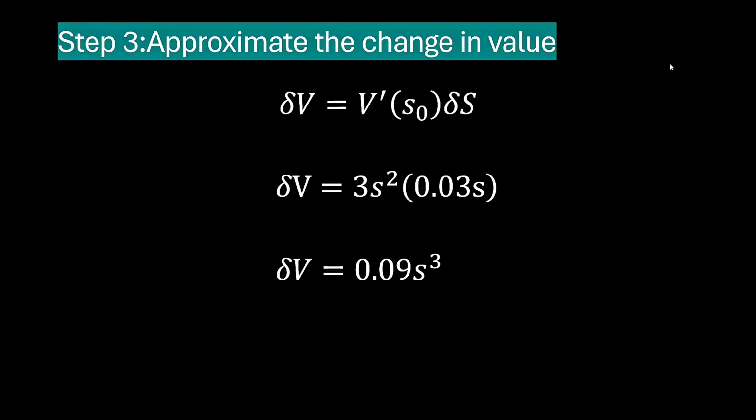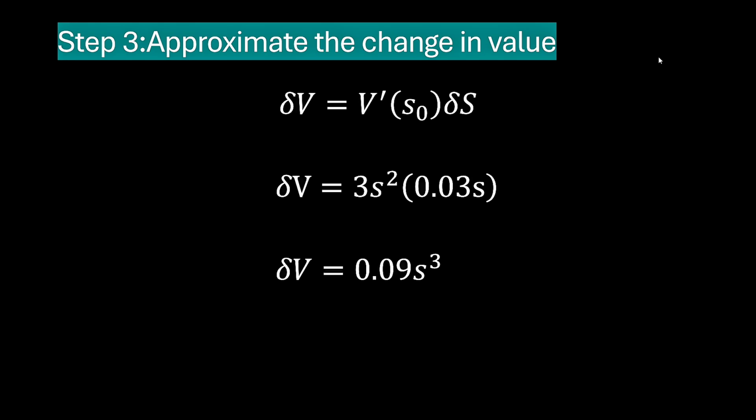For step 3, approximate the change in value. The fundamental formula used here relates the approximate change in a function output, delta V, to the function derivative at a specific point, V prime of s, multiplied by the change in the input, delta s. In the previous step, the derivative was found to be V prime of s equal to 3s powered by 2, and the change in side length delta s was 0.03s. These values are substituted in the approximation formula.